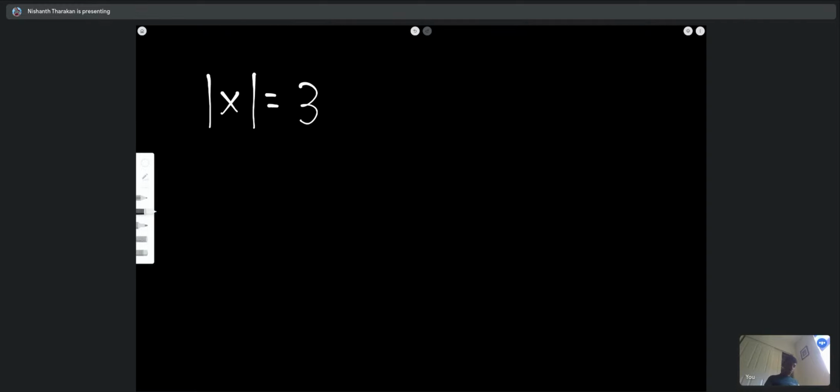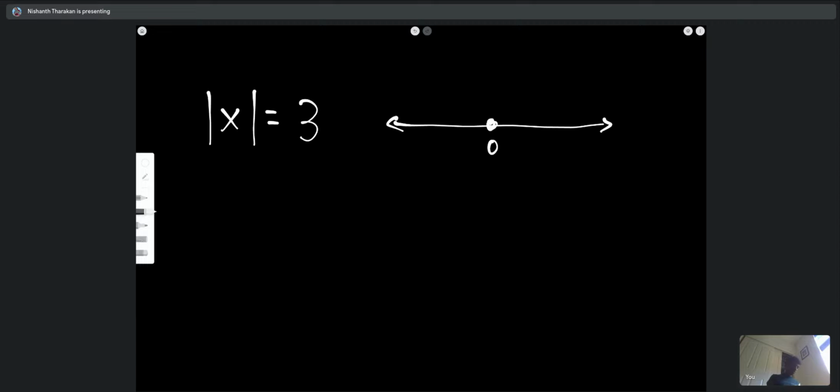Okay? So let's draw a number line again. We need to find 2 points that are 3 units away from 0. So there's 3, but then there's also negative 3, because negative 3 minus 0, or 0 minus negative 3, is 3. That's why the distance formula always uses absolute values, because absolute value guarantees that it will be positive. So the answer for this is x equals 3, x equals negative 3.